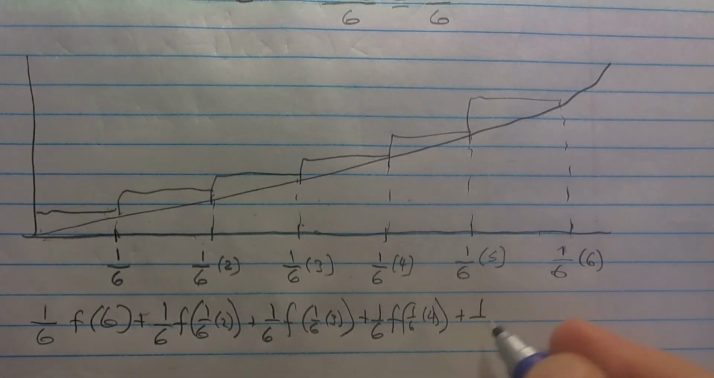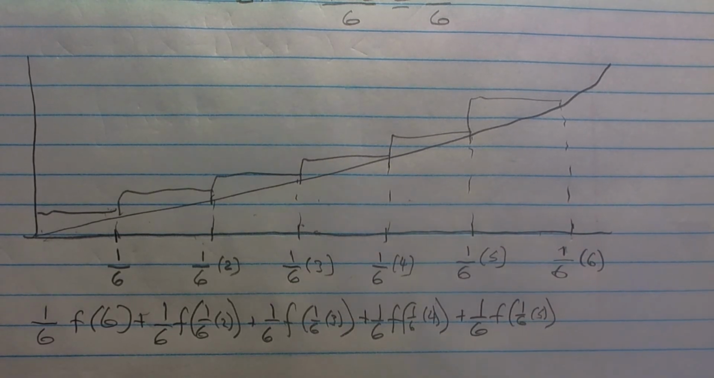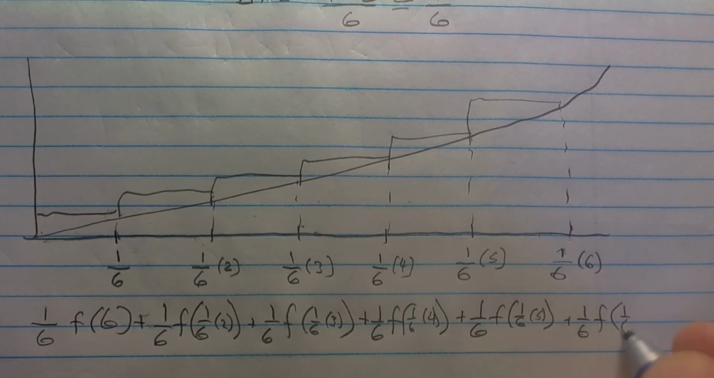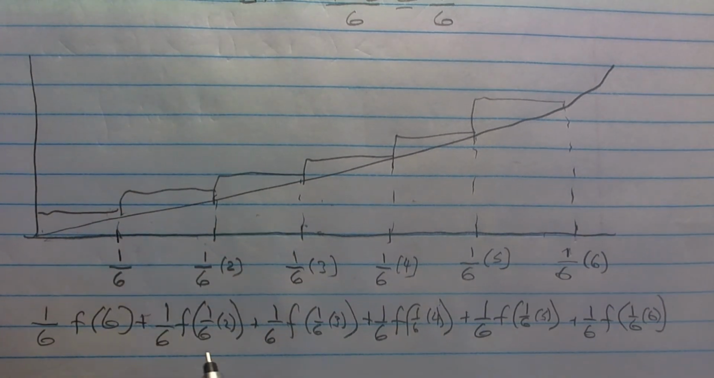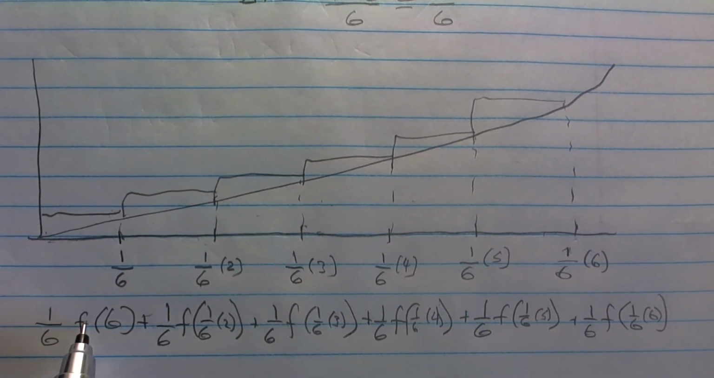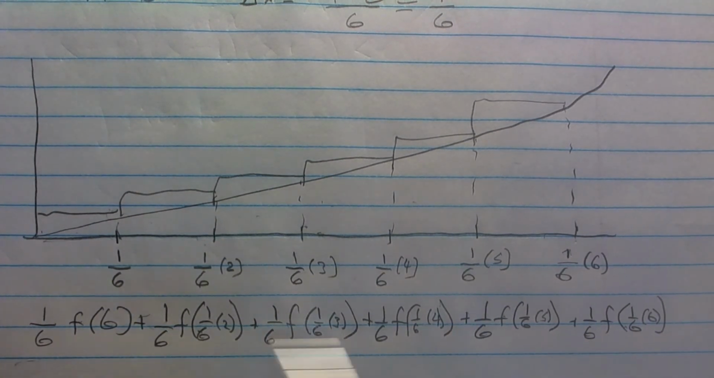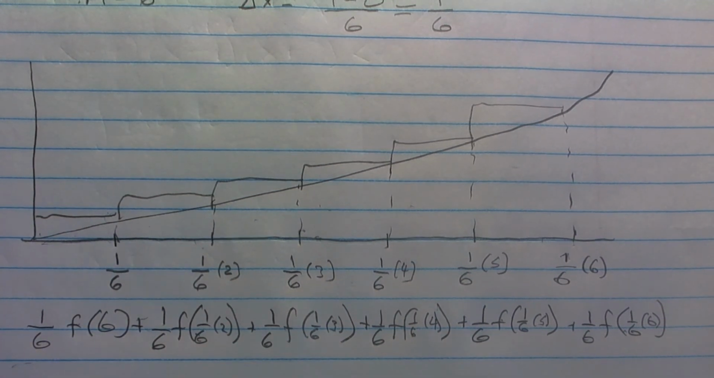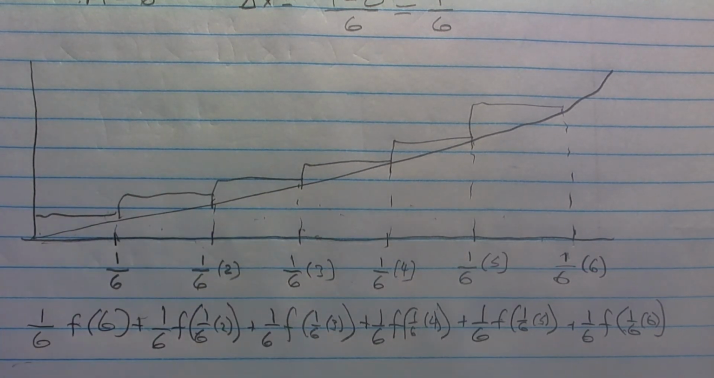And then I've got 1/6 f of 1/6 times 5. And then finally 1/6 f of 1/6 times 6. Does everybody see what I did? So notice, I added the first rectangle, the second rectangle, the third rectangle, fourth, fifth, sixth. There's 6 rectangles here. Now, if I add this up, I'm going to get an estimate of the area under that curve. I'm going to add up all these rectangles. I added 6 of them.